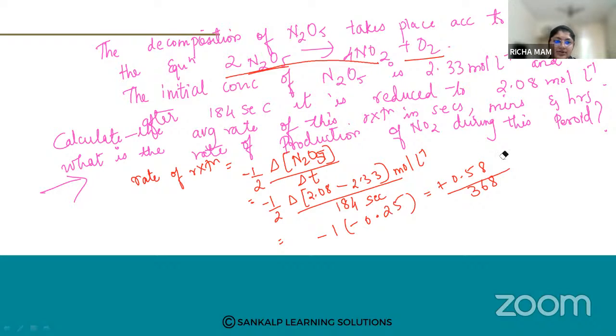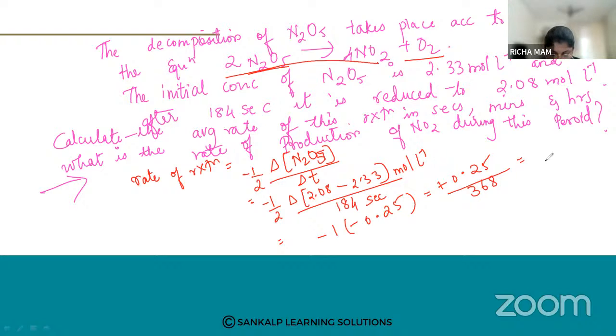Okay, so this is C now, minus 2.05, so plus 0.25 divided by 368. Now you see, it is not 0.58, it is 0.25. Yes, very good. Okay, so now you are getting it. So how much will you get here?